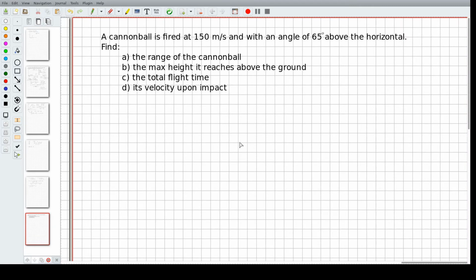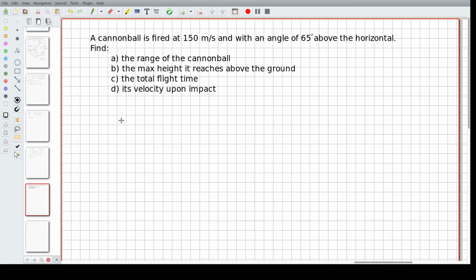Now, this is a projectile motion problem. You have a constant acceleration due to gravity. And to solve this, we're going to have to work a reasonably long, but not too complicated problem that deals with projectiles. Okay, so in this one, we have a cannonball that's fired at 150 meters per second and with an angle of 65 degrees above the horizontal. We need to find the range of the cannonball, the max height it reaches above the ground, the total flight time, and its velocity upon impact.